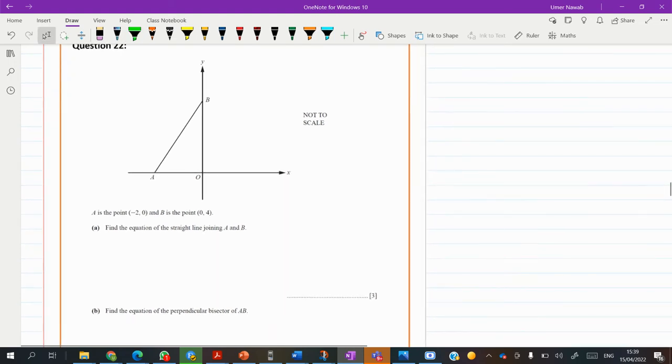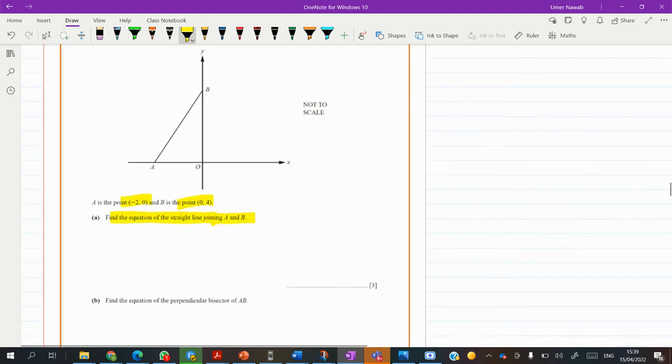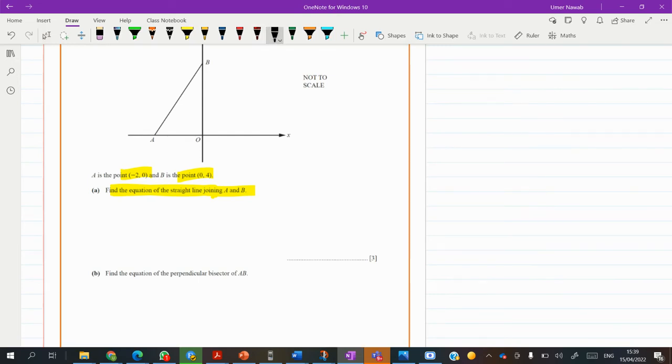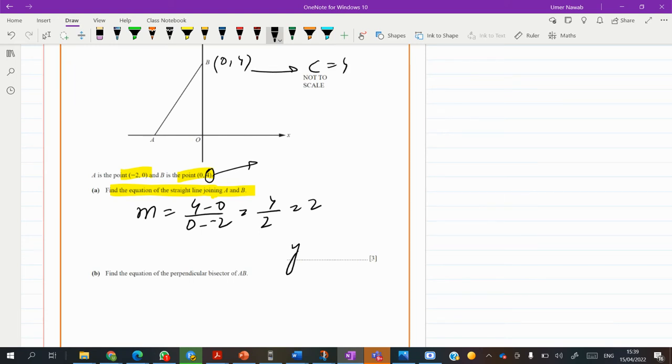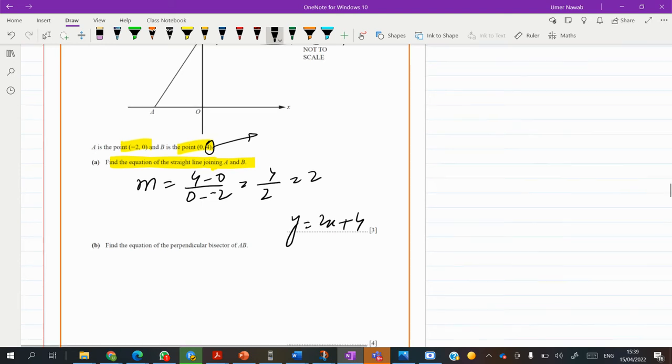Question number 22, boys. We have a line joining the 2 points. This is A and this is B. We need to find the equation first. To find the equation, I need to get the gradient, y2 minus y1, which is 2, and the C is 4 because the y-intercept is 4 given here. The P is (0, 4). So C is equal to 4. So y equals 2x plus 4.